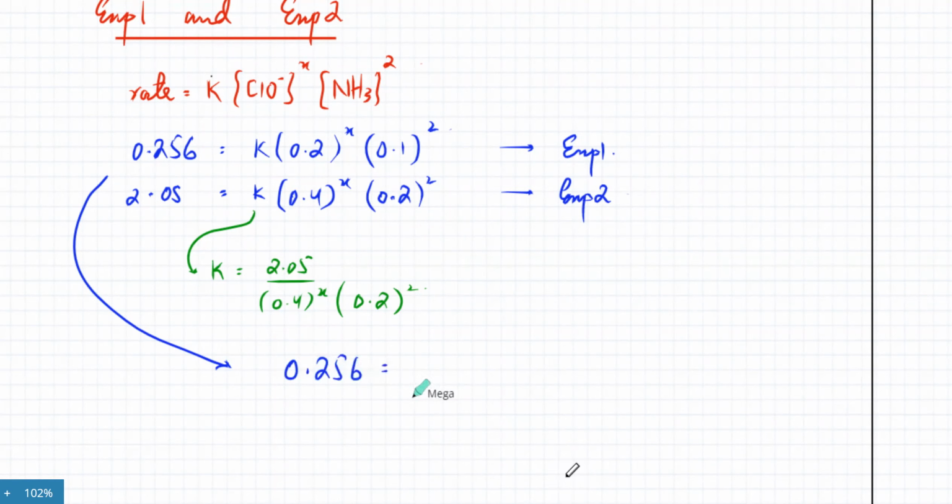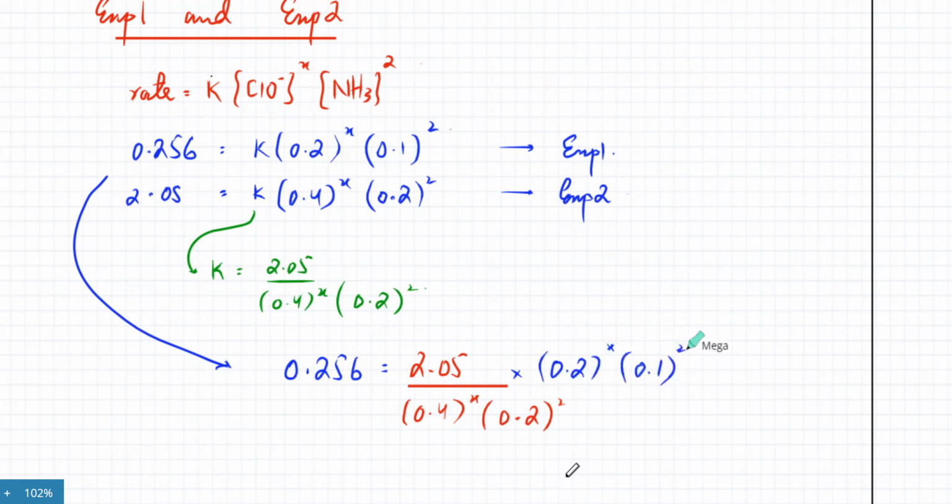is equal to K. So I'm going to plug in the K value. The K value is 2.05. And it's going to be divided by what? Divided by 0.4 power X. Just make sure I'm not making any mathematical mistakes. 0.2 squared. Right. So this is 0.2 power X, and it's 0.1 squared, right? And now what's left is I have to figure out what x is.